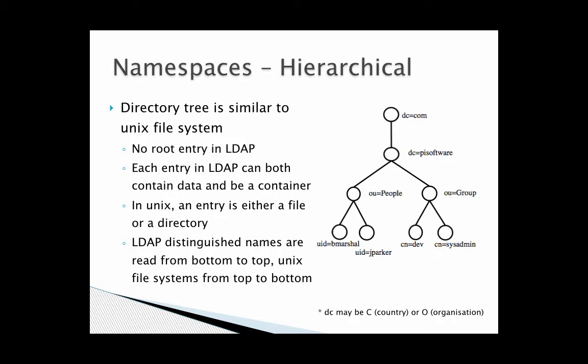So in this case, we could have DC equals COM, DC equals Pi software, OU equals people, and then UID equals B Marshall. Right? And that is a line of text that is the descriptor or the distinguished name. The relative distinguished name, if we were sitting at this level, would be OU equals people, UID equals B Marshall. Right? So it's talking about a relative distinguished name from the level that you're sitting at. So it's relative to the level that you're actually looking at.